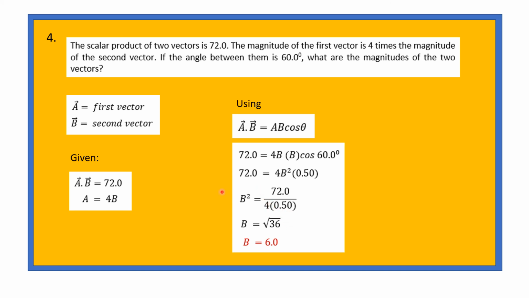And then get the square root. So the square root of B squared is equal to the square root of 36, which is equal to 6.0. Okay, this is the value of B. So from this formula, A equals 4B, we can now find A. So A is equal to 4 times 6. So A is equal to 24. So the magnitudes of the two vectors are 24 and 6.0.